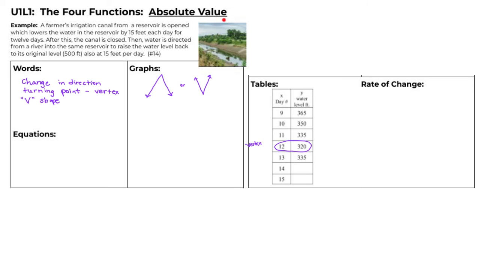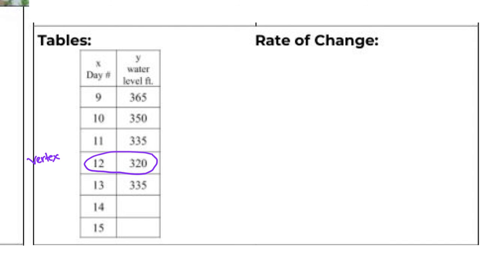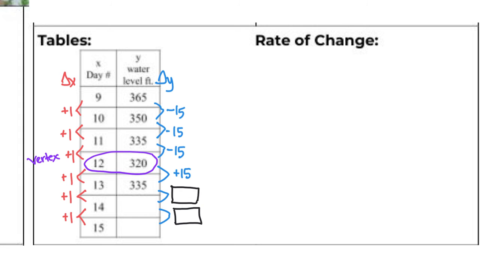Looking at our absolute value page, again, this is filled in from a previous video. We're going to talk about tables and rates of change. So I'm going to zoom in to the lower half of your page. So again, always start with our change in x and our change in y. So looking at our table, our change in x is increasing by 1 from each of these values, and our change in y is decreasing by 15 and then increasing by 15. And we can expect that pattern to continue.